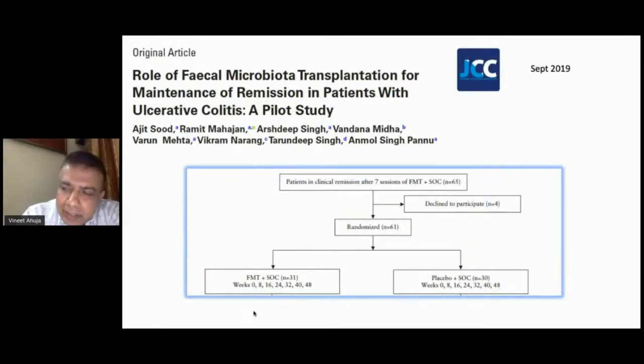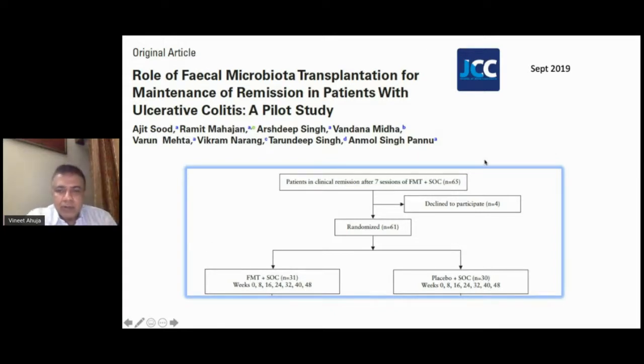Now, two sterling studies from Dr. Ajit Sood's group at DMC Ludhiana, where they did randomized controlled trials of FMT in ulcerative colitis. Till now, worldwide, we had 5 randomized controlled trials of FMT in ulcerative colitis. But all these trials were for induction of remission in mild to moderate ulcerative colitis. So if you can induce for 8 weeks, that is it, full stop. You do not know what happens after that, whether you can maintain them with FMT or not. So this trial looked at maintenance of remission in patients with ulcerative colitis.